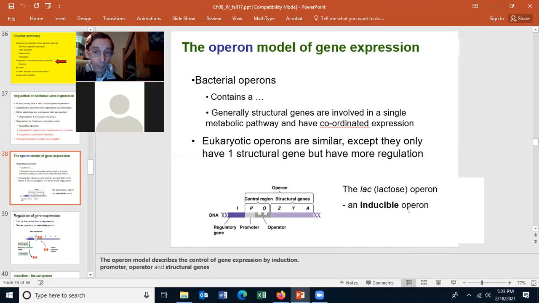The lac operon, which means the lactose operon, is an inducible gene. That means it is normally turned off and is only turned on when the cell needs the enzymes to metabolize the sugar lactose. Any question about any of that?